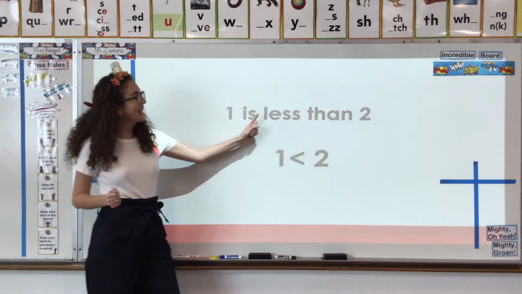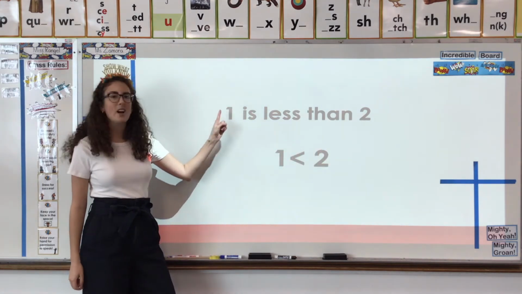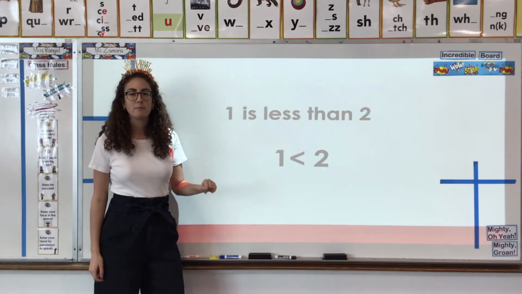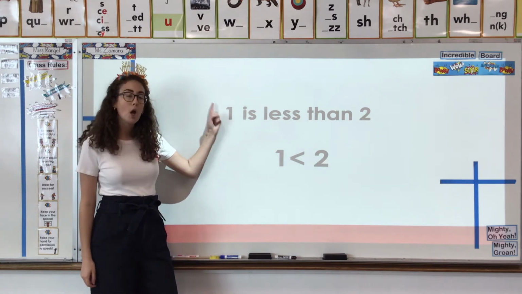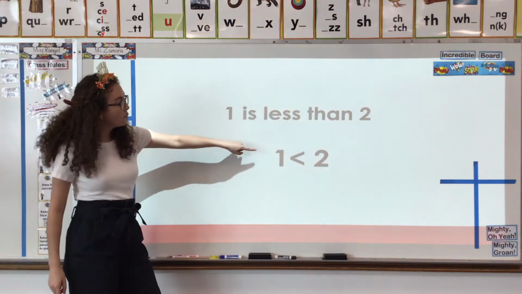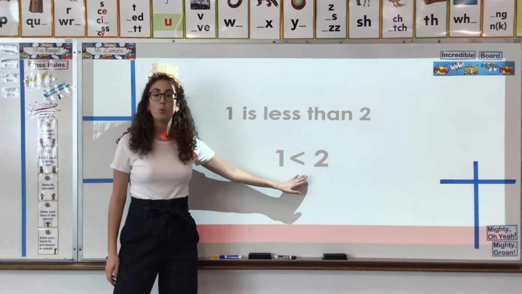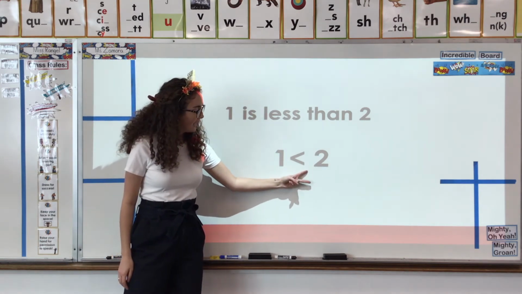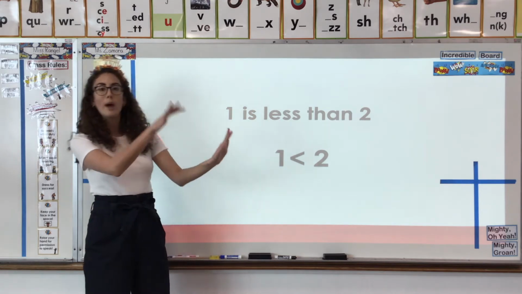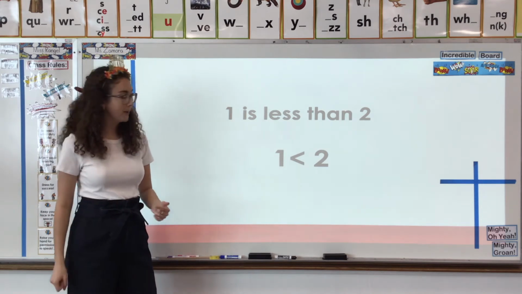1 is less than 2. It all depends on the first number and its relationship to the second. We know 1 is smaller, so 1 is less than 2. If we were going to write this comparison with symbols, we would show the V facing the larger number, facing away from the 1, because the 1 is the smaller number.